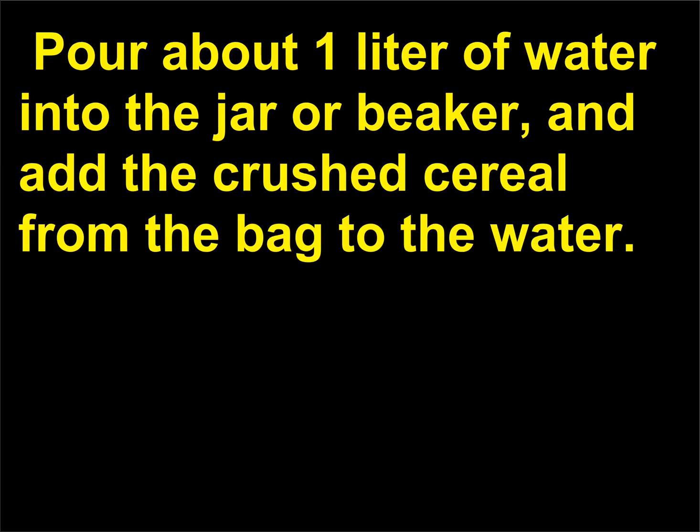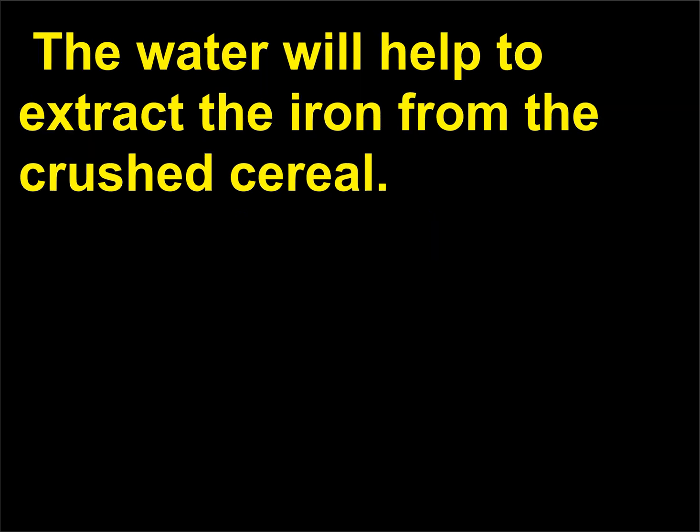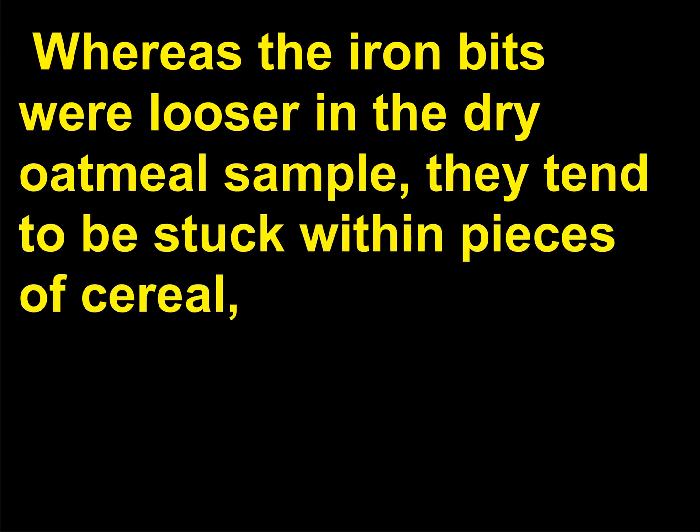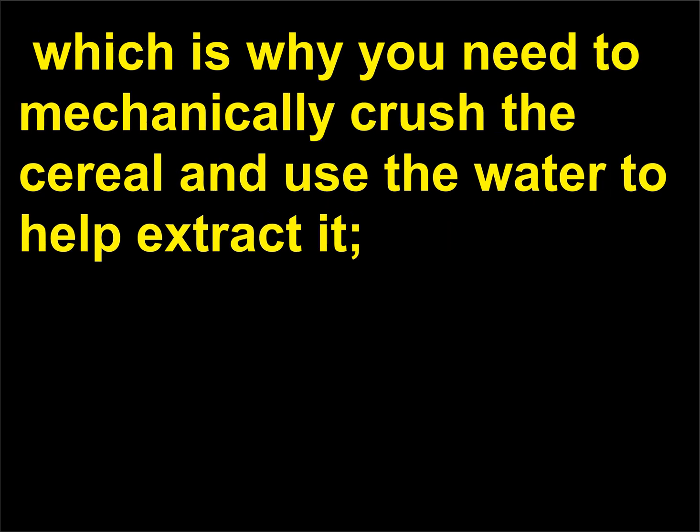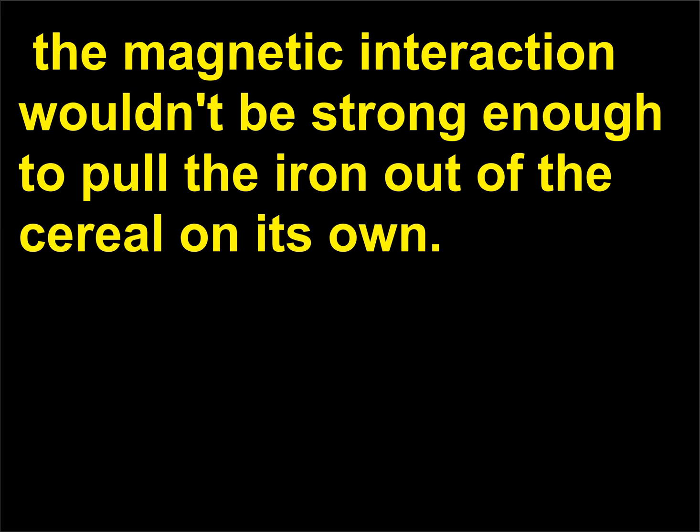Pour about 1 liter of water into the jar or beaker, and add the crushed cereal from the bag to the water. The water will help to extract the iron from the crushed cereal. Whereas the iron bits were looser in the dry oatmeal sample, they tend to be stuck within pieces of cereal, which is why you need to mechanically crush the cereal and use the water to help extract it. The magnetic interaction wouldn't be strong enough to pull the iron out of the cereal on its own.